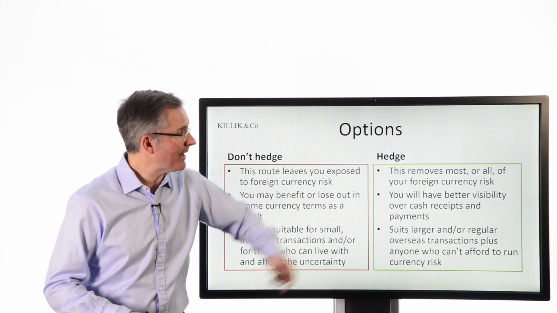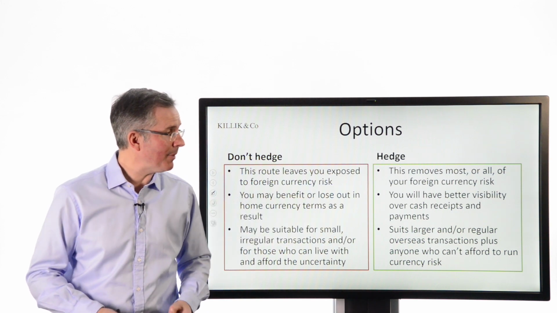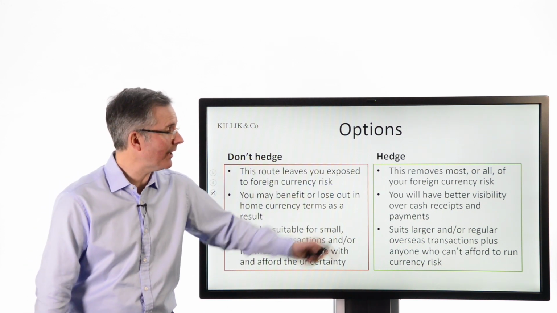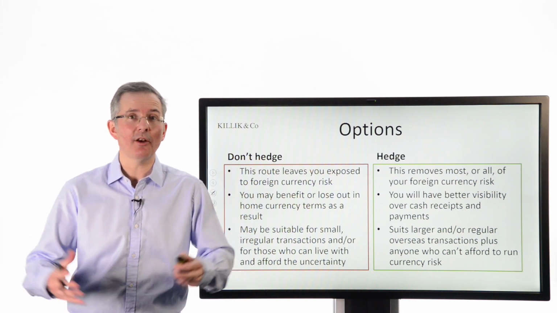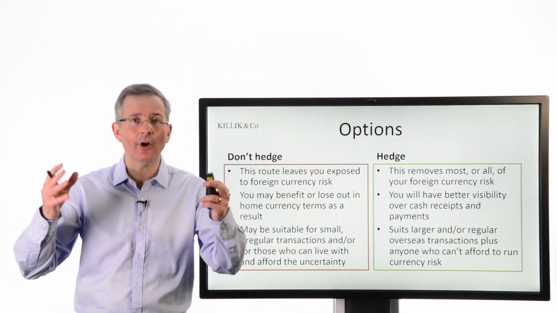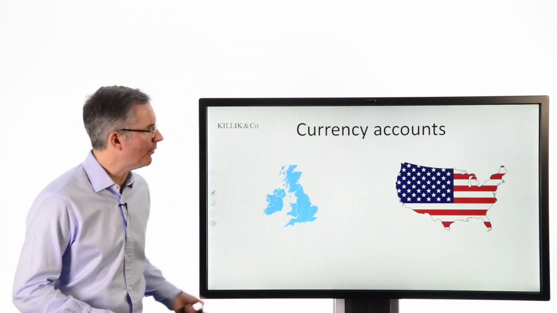So you'll get better visibility over cash receipts and payments. And it will tend to suit people that are doing larger or more regular transactions overseas and just don't want to run, or can't afford to run, more importantly, that level of foreign exchange rate risk. And currencies are pretty volatile. So, that risk is always out there. So what can you do?